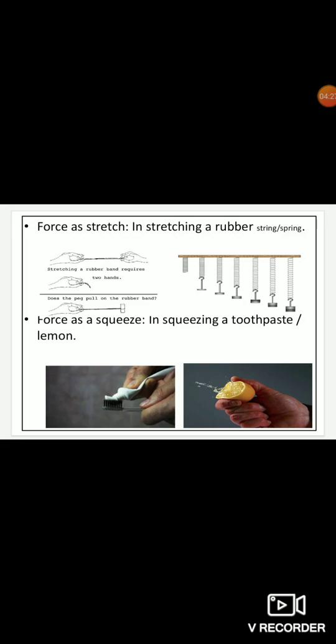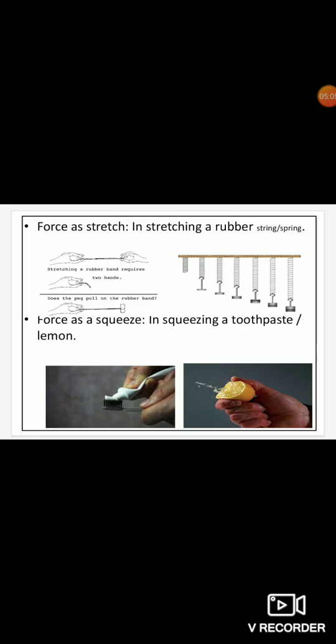Now coming to force as squeeze. What do you mean by squeezing? Squeezing means you are making it compress. Okay children, the word squeeze has to do with the force of pressure. When you squeeze something like an orange or lemon, you are crushing it to extract juice. Basically, when we squeeze lemons or oranges, we are trying to extract the juice. Same in the morning, while we use toothpaste for brushing, we need to squeeze it.